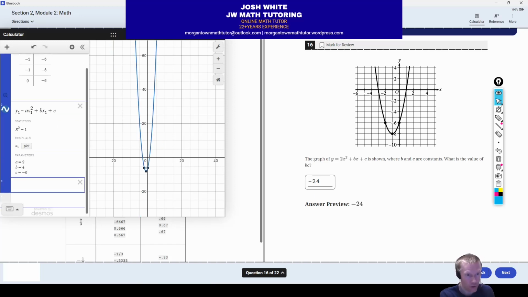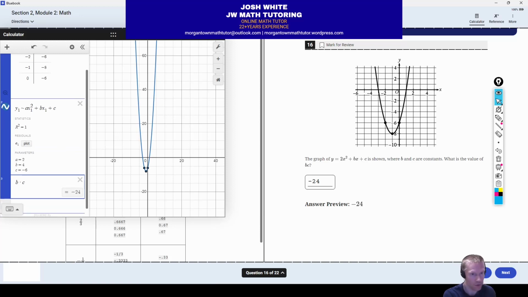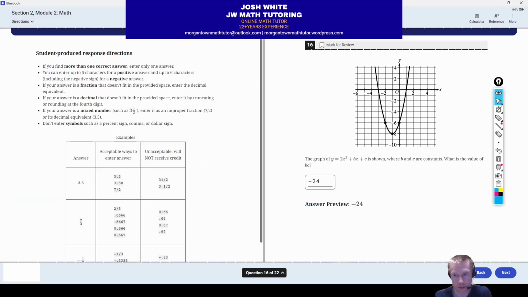Now, you can either just look at B and C right there, or you can just multiply them in the next line and see that it gives you -24. So honestly, this way is so much quicker, so much easier than doing the math out by hand. But either way, correct answer is -24.